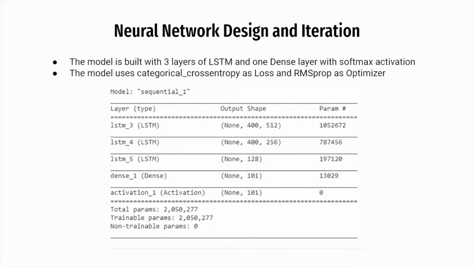Yeah, so our network is composed of 3 layers of LSTM and then a dense layer with softmax activation. The LSTM shape is defined by us, but the shape of the dense layer is actually determined by the number of distinct notes and chords in the song or songs. So in this case, we have a dense layer shape of 101, which means there are 101 unique notes and chords in the songs.